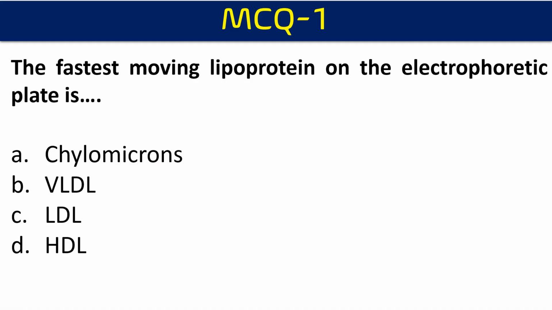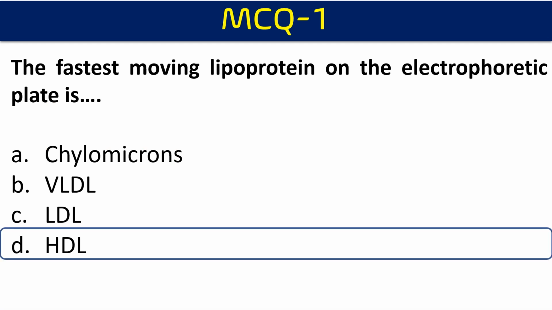The first question we have is: the fastest moving lipoprotein on the electrophoretic plate is. This question is based on the classification of lipoproteins on the basis of electrophoresis. You have to tell which lipoprotein is the fastest moving, meaning leading, on the electrophoretic plate. The options are chylomicron, VLDL, LDL and HDL. The correct answer is HDL.